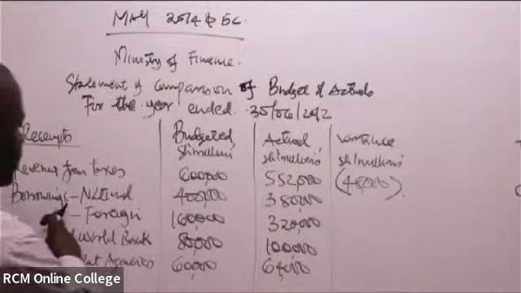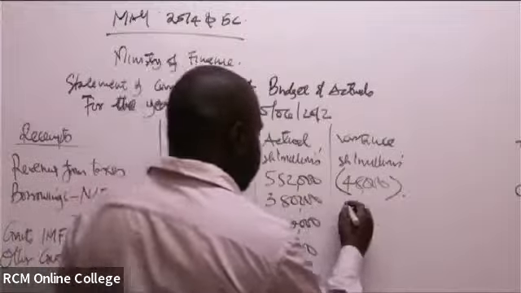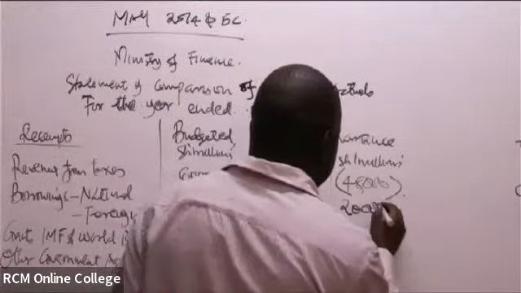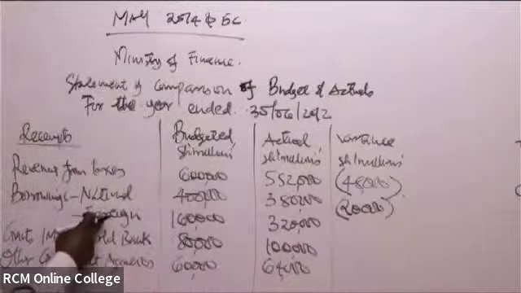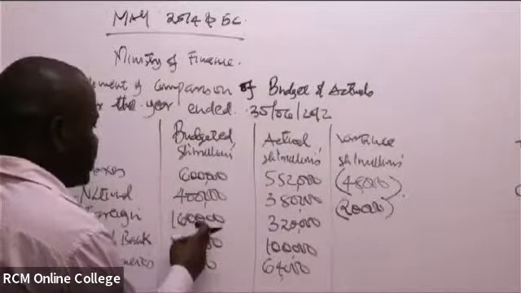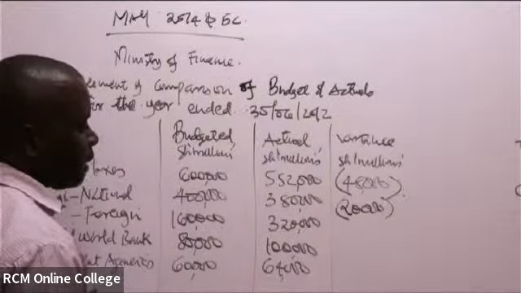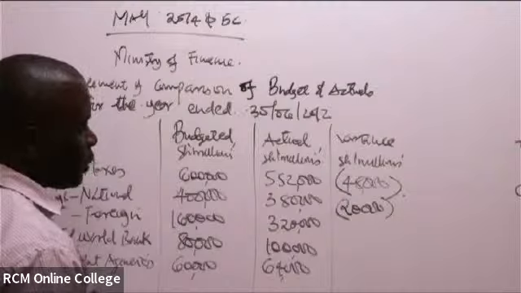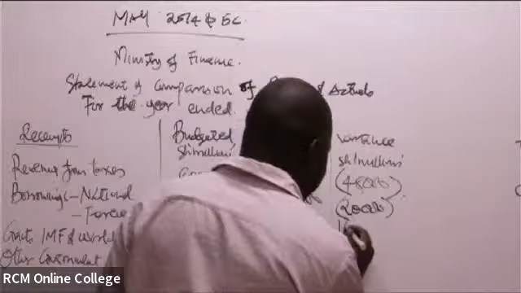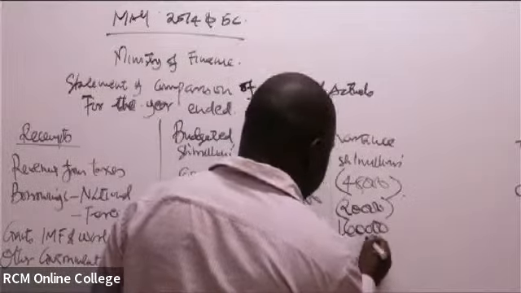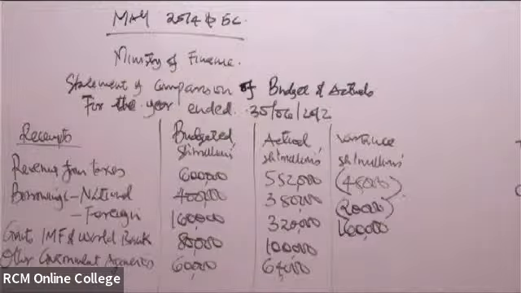So borrowings, they were anticipating they'll get 400,000, but they got 380,000. So it was less by 20,000, which in this case is adverse. It is not in their favor. For foreign, they were anticipating they'll get 160, but surprisingly the foreign market actually behaved so well. Maybe they got the euro bond. So they got more by 160. They even raised more than they anticipated. It was in their favor, so it was favorable.